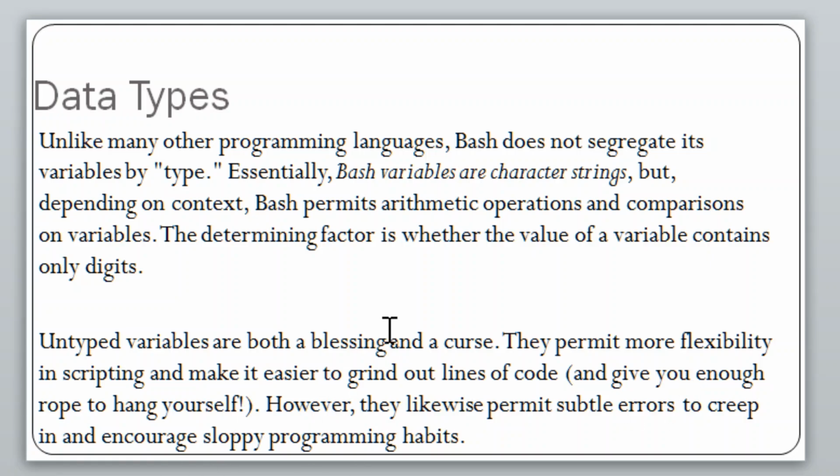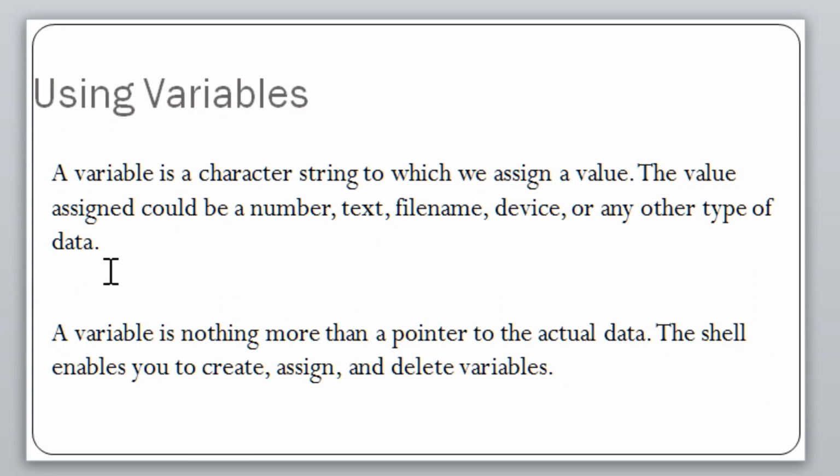So Bash is a little flexible with how you submit variables and strings, but don't get trapped into that. Make sure you're using good programming practices. You always want to define variables and use quotation marks, even if you don't have to. So a variable is a character string to which we assign a value. The value assigned can be a number, text, file name, device, or any type of data. A variable is nothing more than a pointer to the actual data, meaning that a variable just holds a value. It's just a placeholder. The shell enables you to create, assign, and delete variables.